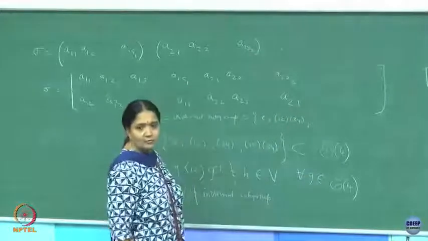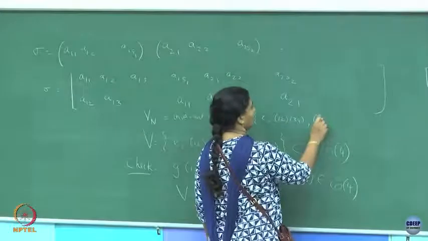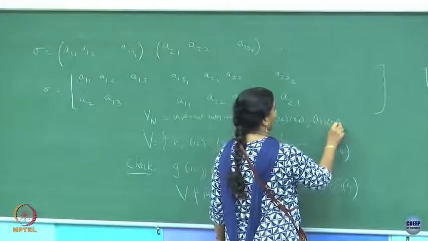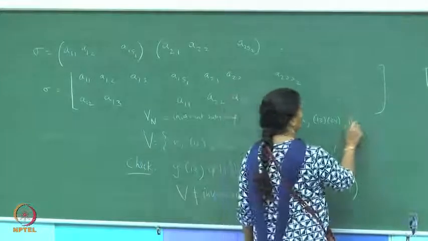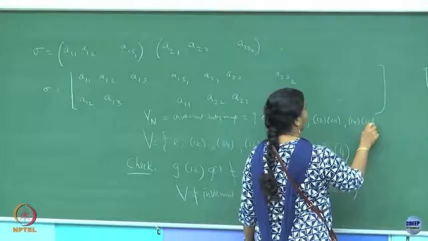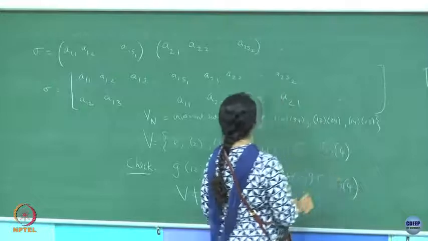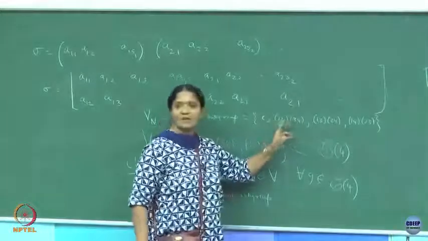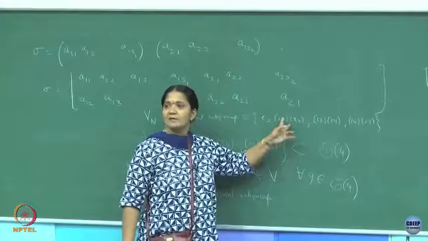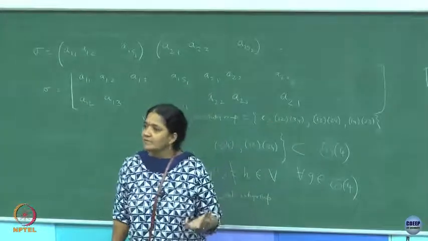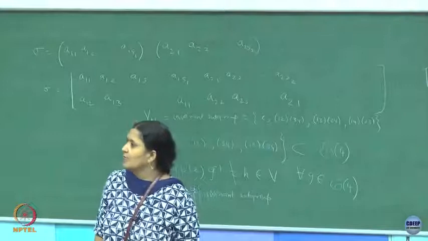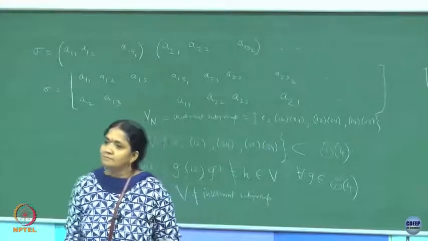One, two, three, 4, 1, 3, 2, 4 and 1, 4, 2, 3. This has what? It has 2 transpositions. Every element in this group has an even number of transpositions, so it will belong to the alternating group. Clear?